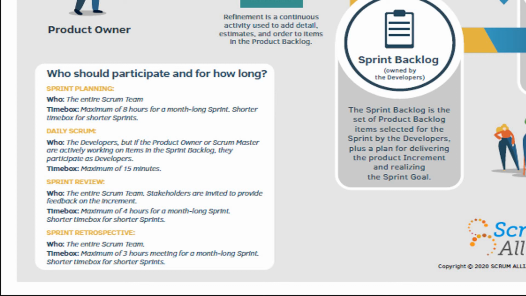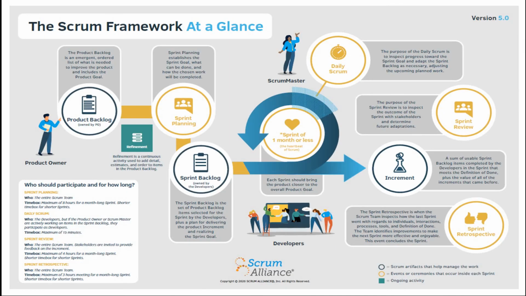Sprint review is to be done by the entire Scrum team, maximum 4 hours for a month-long sprint. Sprint retrospective, entire Scrum team is responsible, maximum of 3 hours for a month-long sprint is preferred. That's all. This complete picture will give you the clear idea of what the Scrum framework is all about.